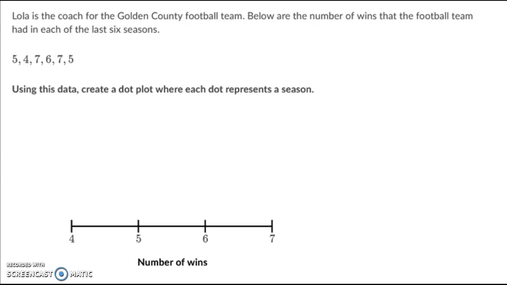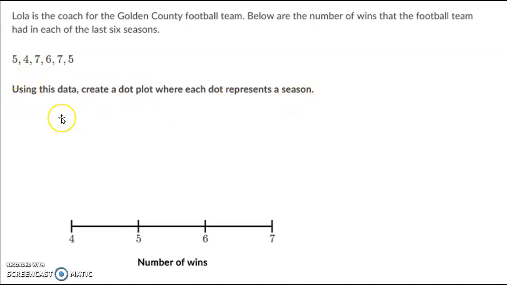So this is example one. This is a football team and Lola is the coach. There is a number of wins that the football team had the last 6 seasons. So each one of these is a different season. Like in season 1, they won 5 times. In season 2, they won 4 times, and so on.